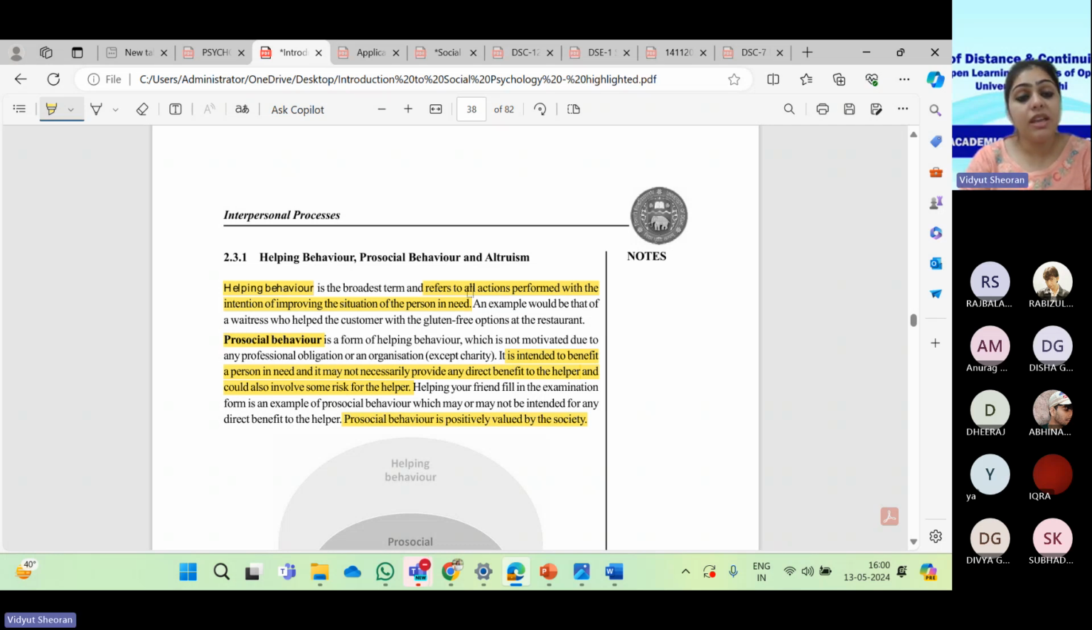But pro-social behavior में a person in need and it may not necessarily provide any direct benefit to the helper. So pro-social behavior में जरूरी नहीं है कि helper को help करने के वजह से कोई benefit मिले, लेकिन जो help receive कर रहा है उसको जरूर benefit मिलेगा. And in pro-social behavior, there will certainly be some risk for the helper.